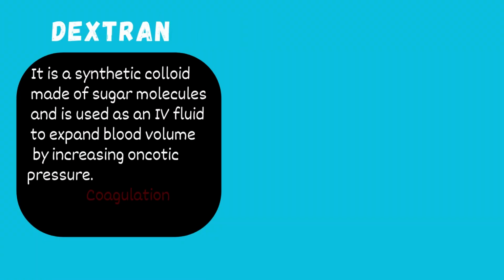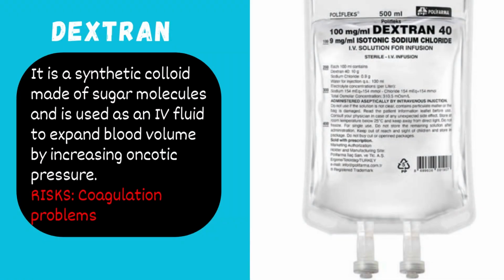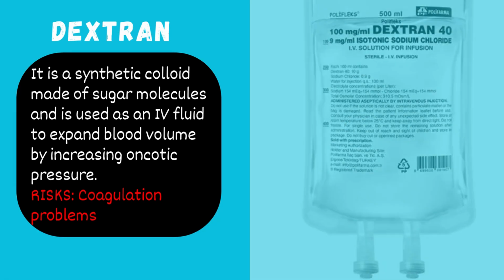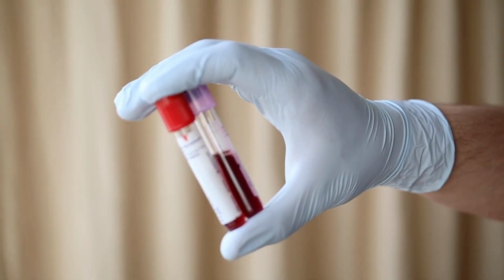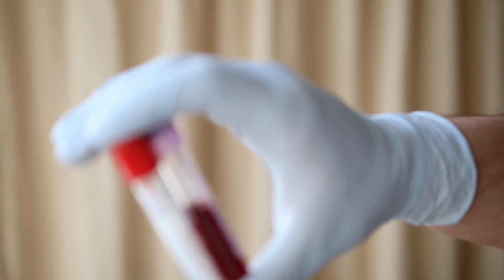Lastly, we're going to be talking about dextran. Dextran is not very common, but you might encounter it in clinical postings. It is a synthetic colloid made of large sugar molecules and is used as an IV fluid to expand blood volume by increasing the oncotic pressure. I explained oncotic pressure earlier. And risk for patients using dextran could be coagulation problems. You don't use it for patients with coagulation problems because dextran interferes with clotting factors.